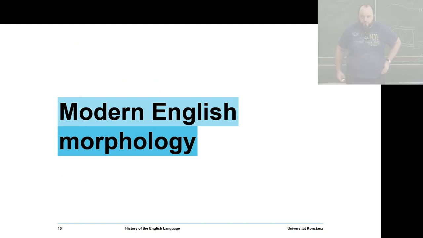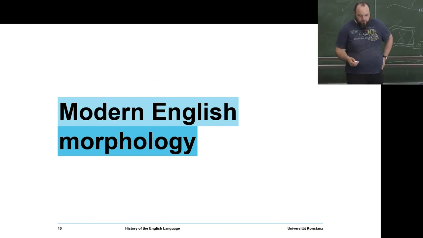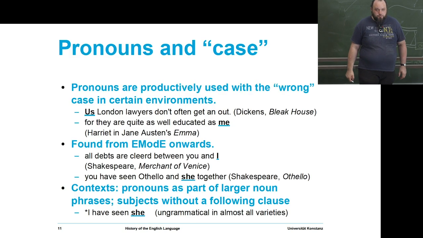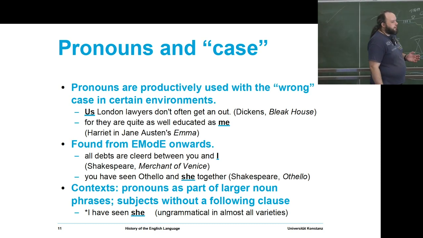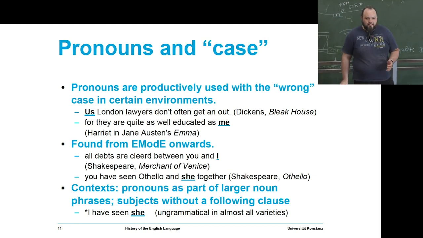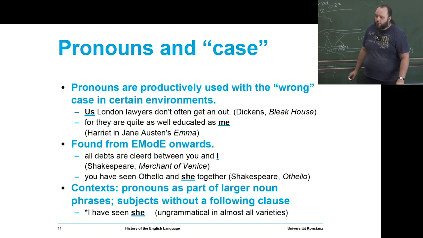Any questions? So, morphology, what's going on in Modern English morphology? Well, the basic answer is not a whole lot, right? Old English had a load of morphology, most of it's gone by now, not all of it. Some of it is still there, but what is still there is used in weird and unpredictable ways.